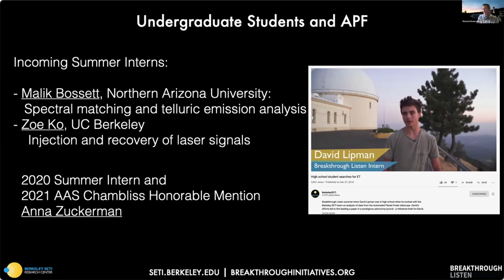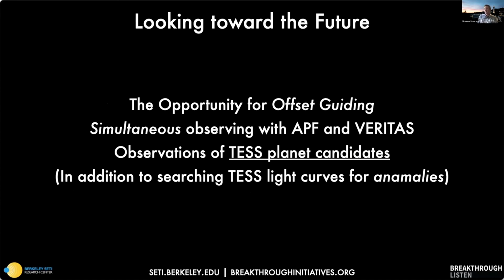Finally, I'll just mention that we have lots of exciting things coming up. We have a new offset guiding technique that we can use to get high resolution spectra of stars fainter than 10th magnitude. That's a new technology that we're working on with Brad Holden. I mentioned the simultaneous observations with the Automated Planet Finder and VERITAS, which will be taking place tomorrow night. The observations of these TESS planet candidates are in collaboration with Daniel Giles, who's going to give the next talk, and Anne-Marie Cody, who are looking at TESS light curves for anomalies.